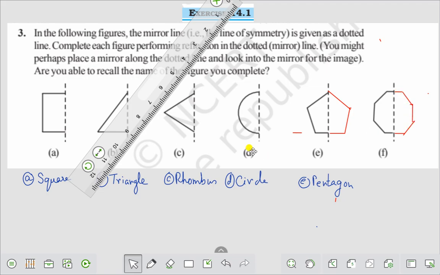That means this is a figure of pentagon. This is hexagon. This is a figure of hexagon. There are 6 sides there. Right? F is hexagon.